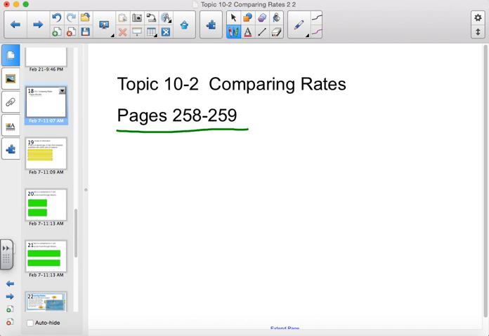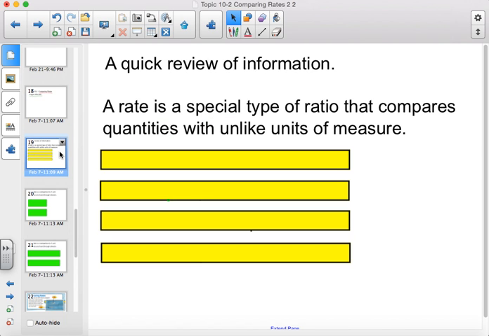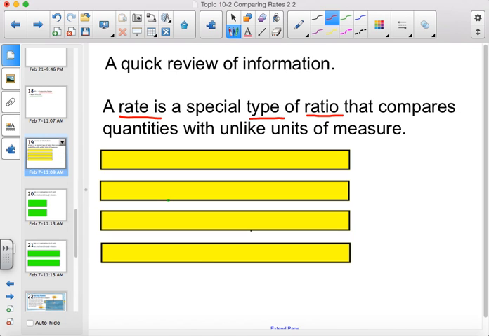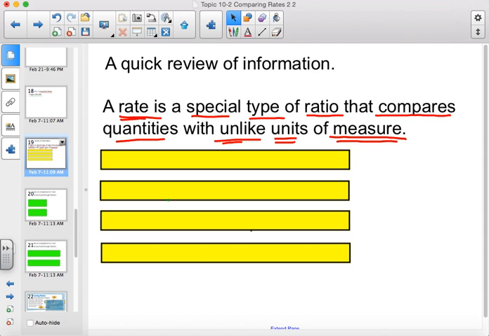Okay, here we go. We're going to talk about comparing rates. And before we do that, we're going to do a quick review of information from different topics. A rate is a special type of ratio. It's a special type of ratio that compares quantities with unlike units of measure. And that's the key. You want unlike units of measure in order to be working with rates. And that's what makes it a special type of ratio.